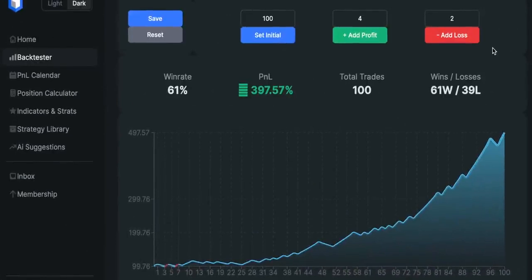Okay, so we finally finished our backtesting, and as we can see, this system has shown us some unbelievable results. Our win rate is at 61%, which is really high for such a risk to reward ratio. I found those 100 setups within 3 weeks, and can you imagine, we increased our account size by 397.57%. So we went from $100 to almost $500 in just 3 weeks. This is too good to be true.